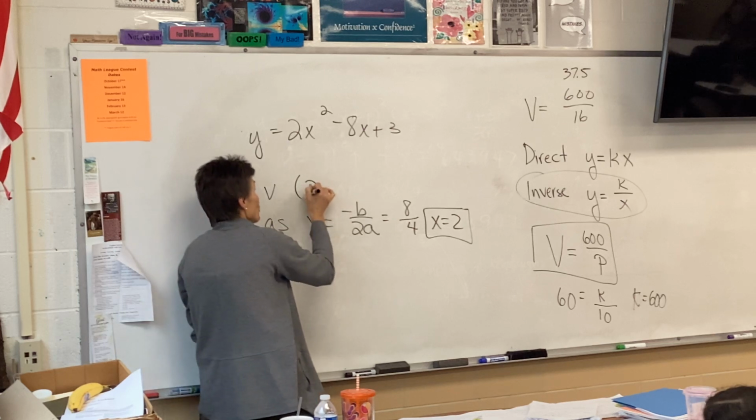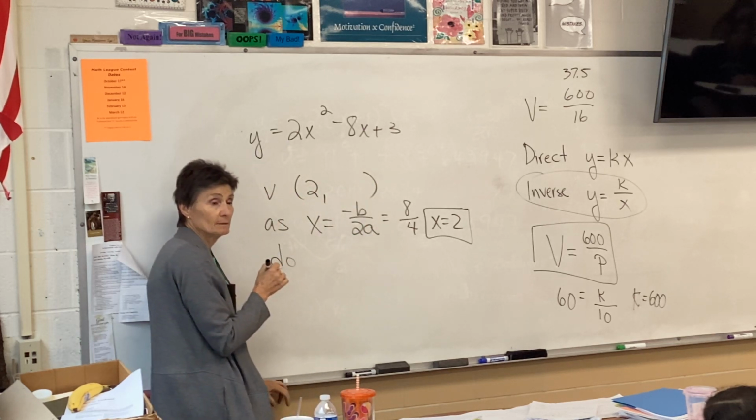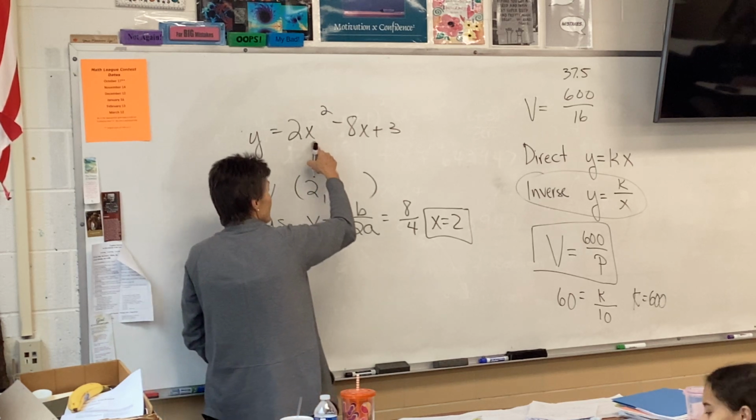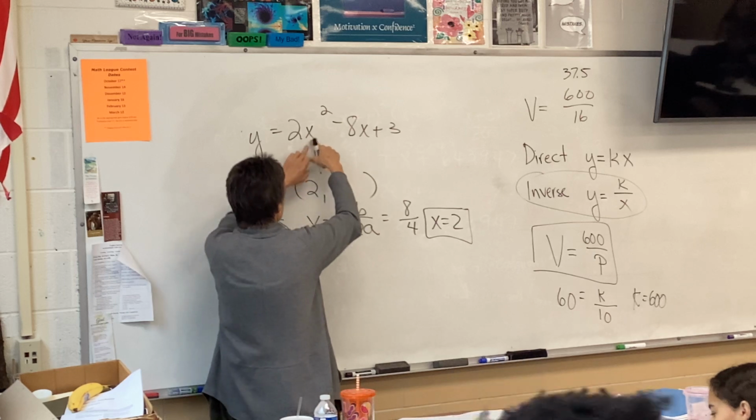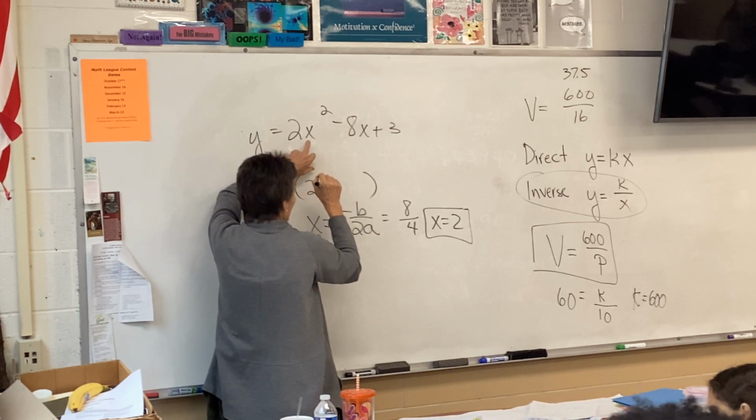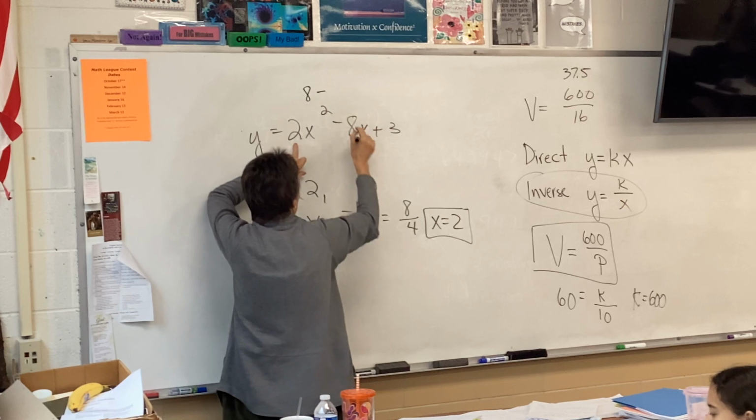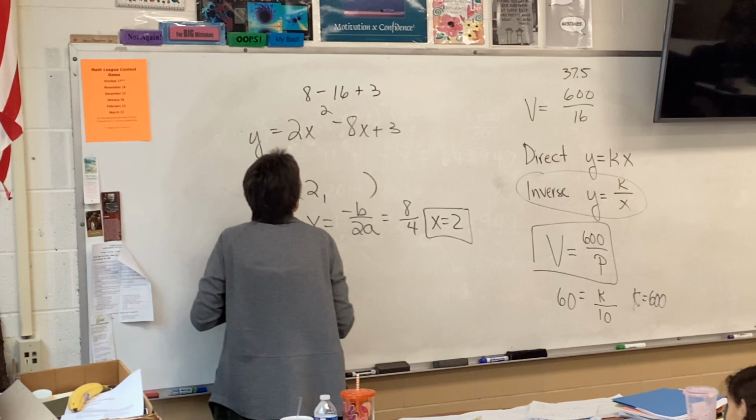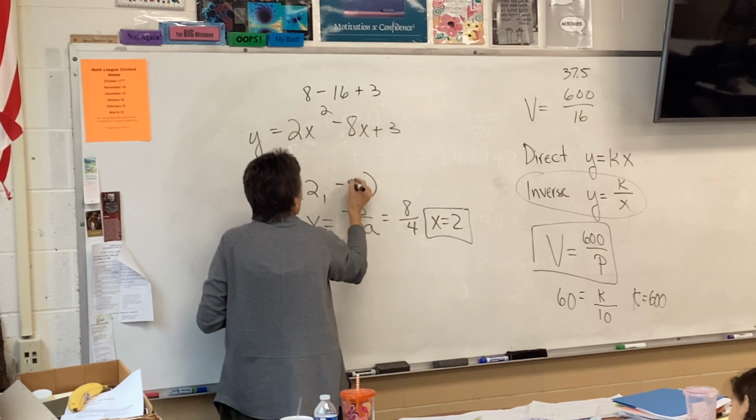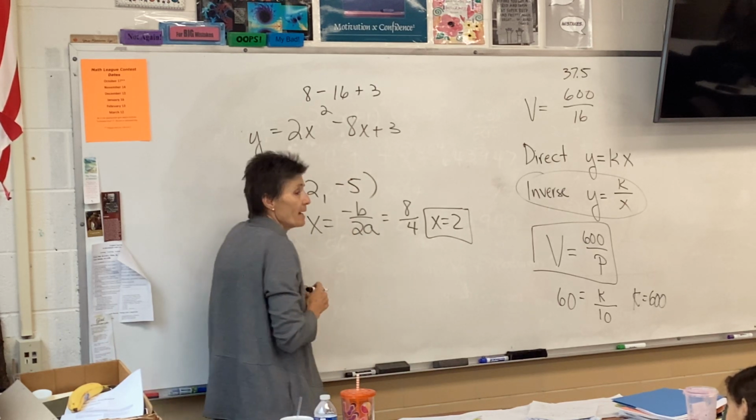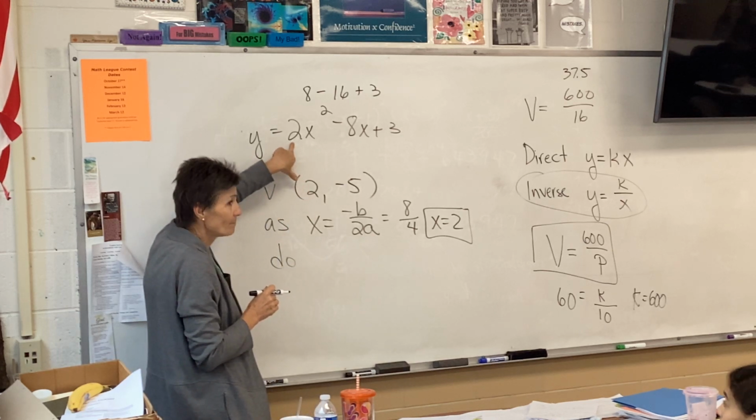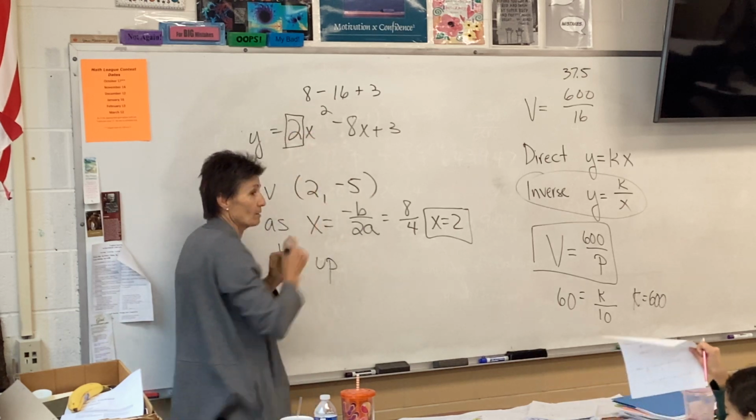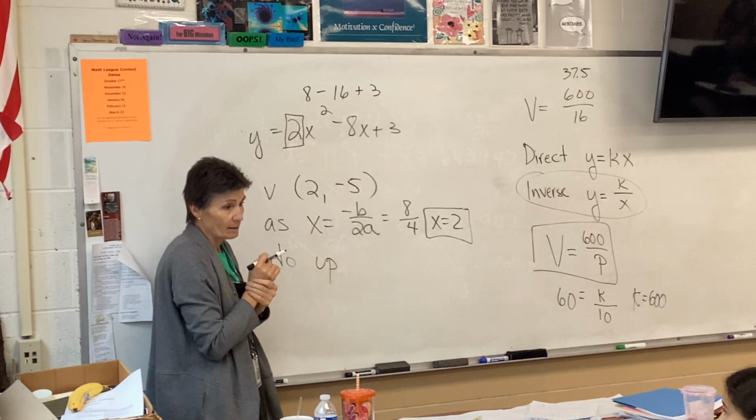Which means that my vertex is 2 comma negative 5. Well, let me catch up. So I'm plugging 2 into my equation. So 2 squared is 4, times 2 is 8. 8 times 2 is 16, plus 3. So Jose, did you say negative 5? Yes. You're right. And which way does it open? Up, because that number is based solely on this number right here. And that number is positive.